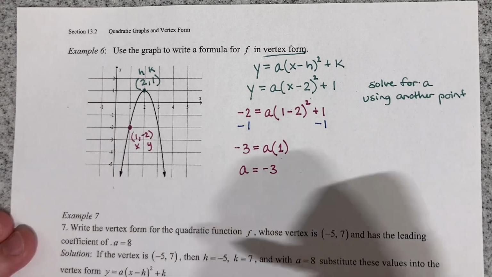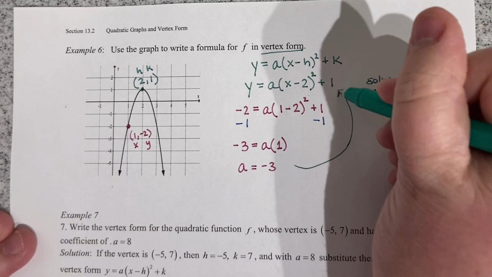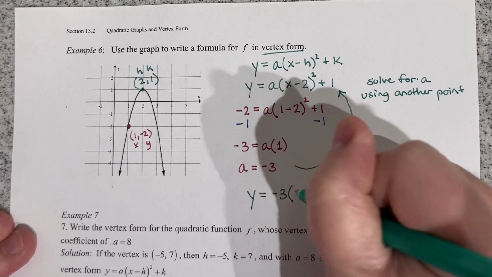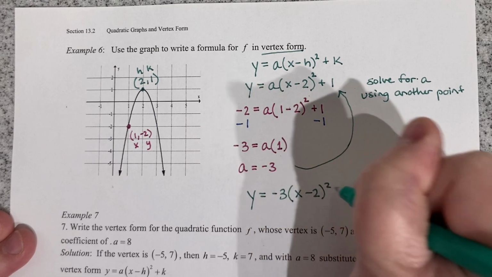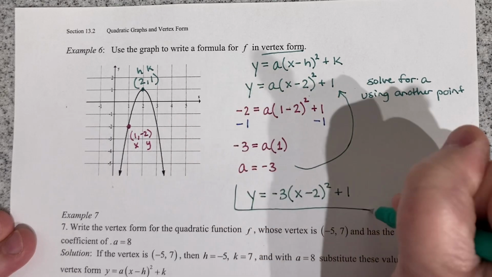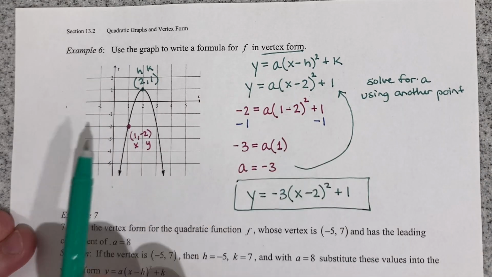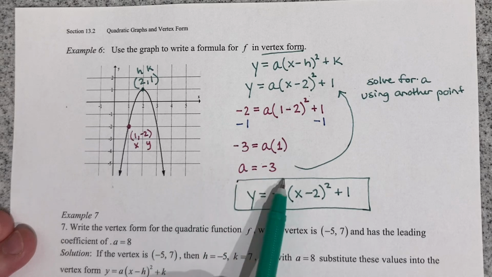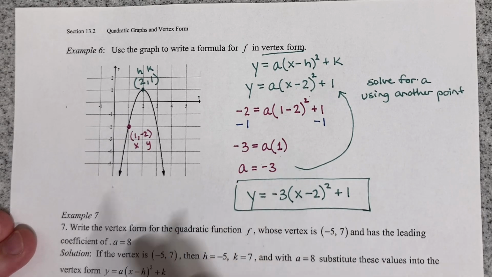Last step though, always put it back in. So y = -3(x - 2)² + 1 is the vertex form of this parabola. Our a we found is negative and it's an upside down parabola, so that makes sense.